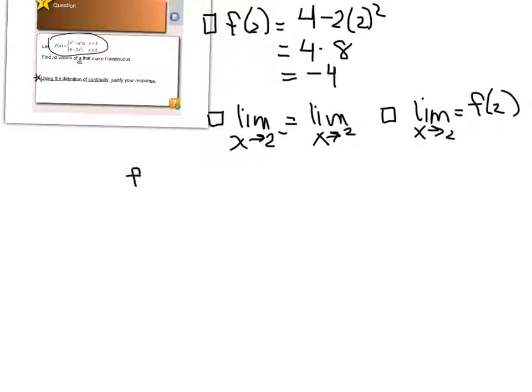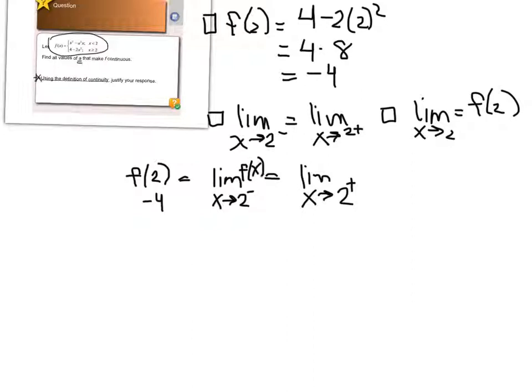So we know f of 2 is negative 4. And that must be equal to the limit as I approach 2 from the left and 2 from the right. Sorry, I realized here that I didn't put the 2. And then of course I should be writing the limit of the function. The limit of the function, right? Okay.